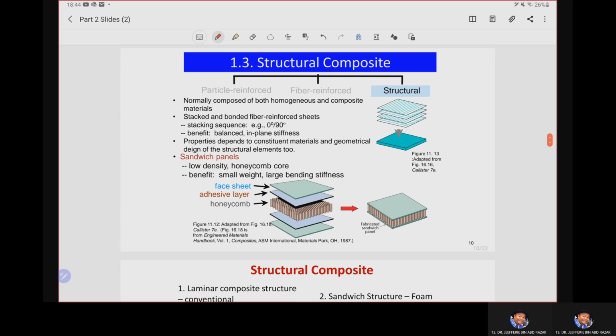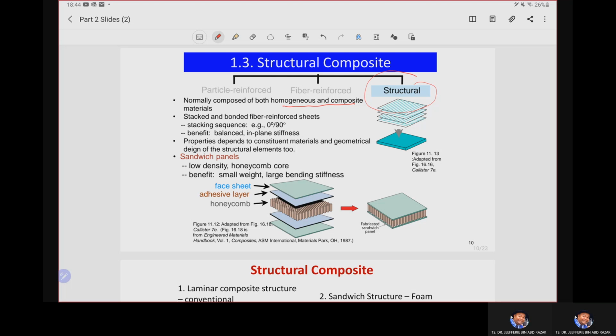All right, next. We have finished discussing the fiber reinforced type composite. Now we move forward to the next type of composite based on its reinforcement configuration, which is the structural composite. A structural composite is normally composed of both homogeneous and composite materials.